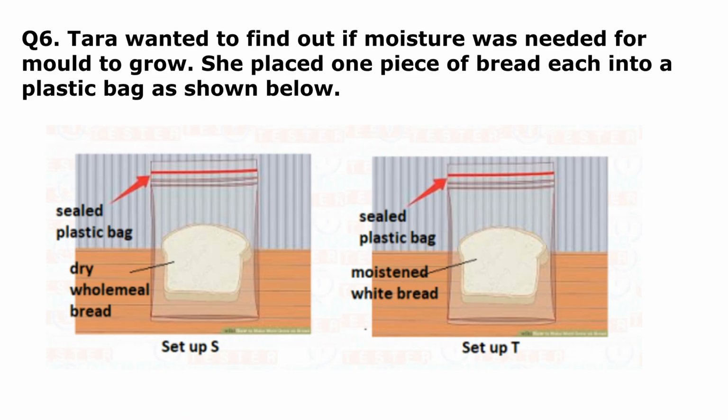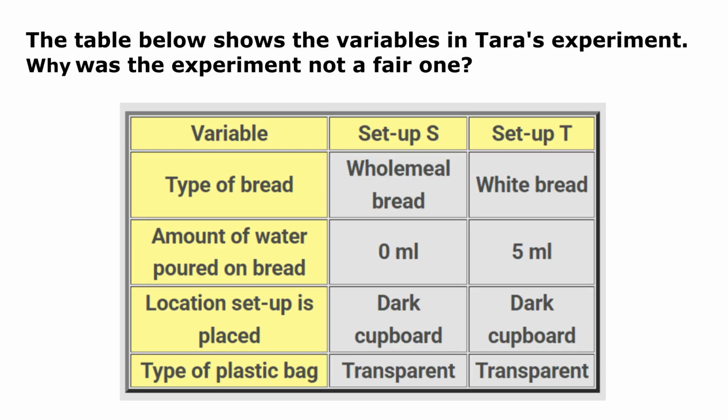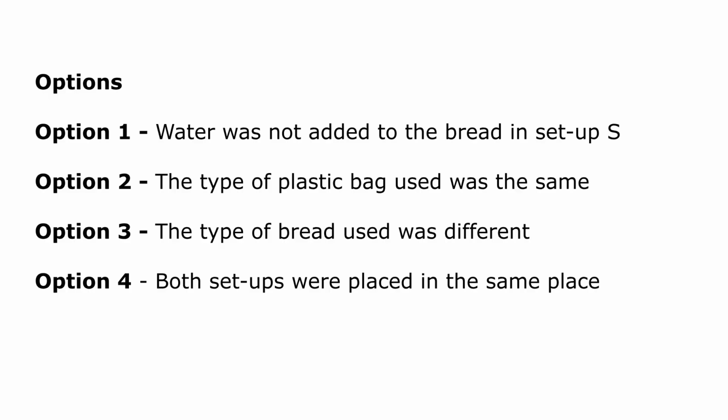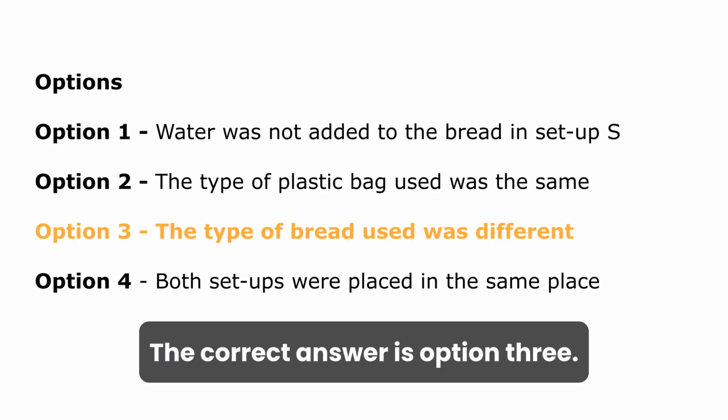Tara wanted to find out if moisture was needed for mold to grow. She placed 1 piece of bread each into a plastic bag as shown below. The table below shows the variables in Tara's experiment. Why was the experiment not a fair one? The options are. The correct answer is option 3.